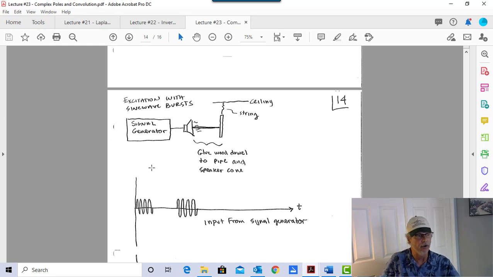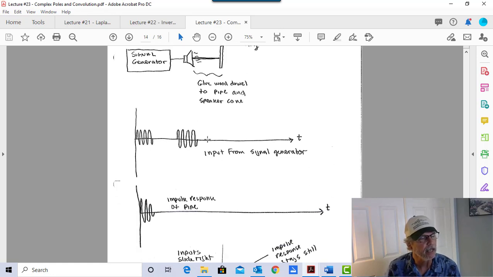That's what the signal generator makes. Now what I'm going to do is I'm going to take my speaker and I'm going to glue a wood dowel to the cone of the speaker. And then I'm going to let that wood dowel strike my pipe. So what I'm going to do is I'm going to excite my pipe, which is hanging by the string, with this signal.